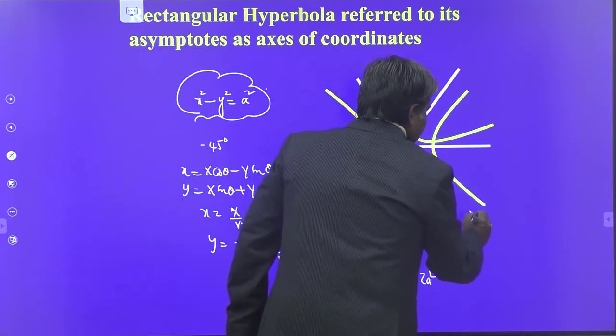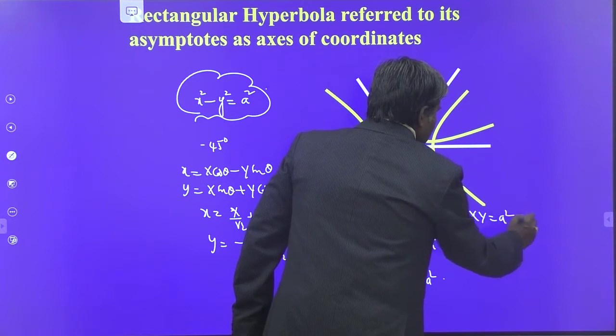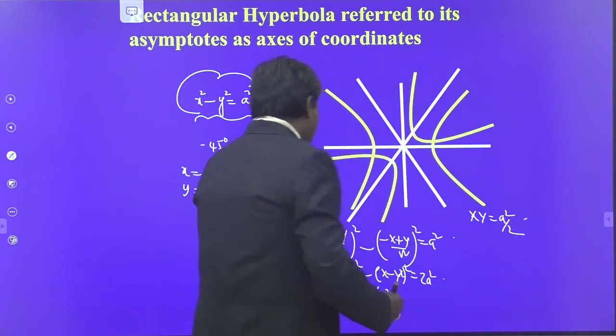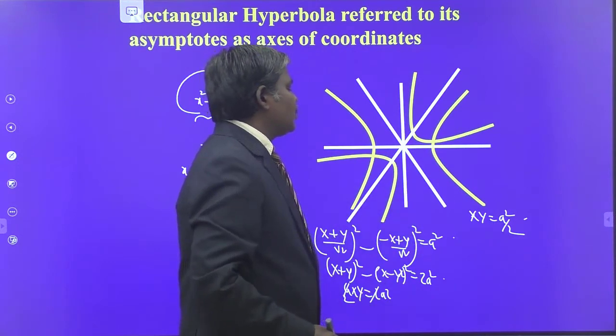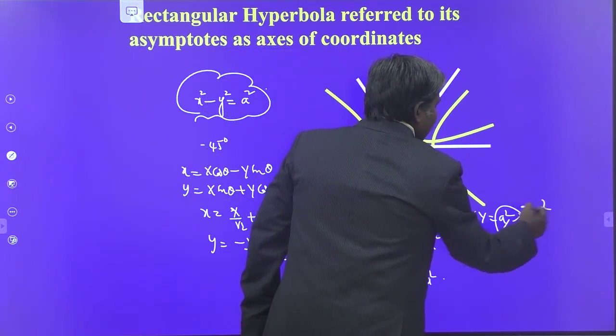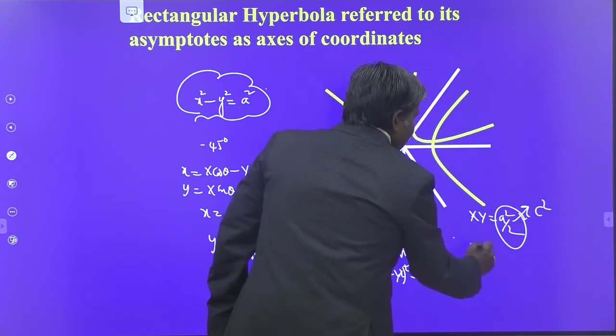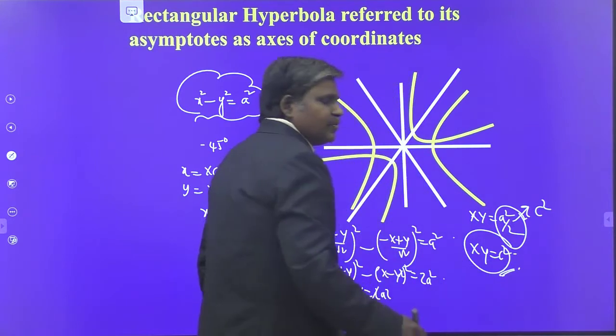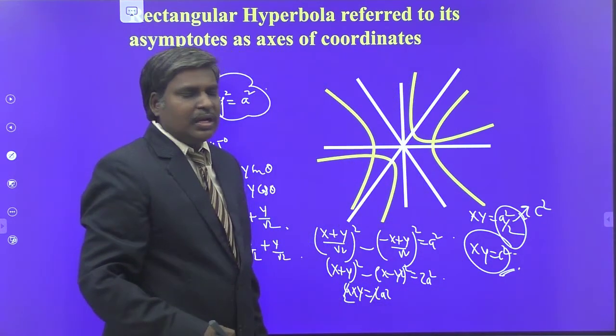This is x² − y² = a². You can write it as 2xy = a², so xy = a²/2. We choose this a²/2 as c². Since it is positive, we have xy = c². This is the standard equation of the rectangular hyperbola.